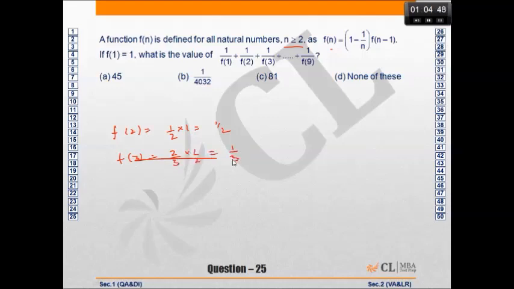by 3. Very good. I think I am getting a pattern. f4 will be 1 minus 1 by 4, which is 3 by 4 into 1 by 3, so 1 by 4. So this will be 1 by 2, 1 by 3, 1 by 4 up to 1 by 9. So 1 upon f will be 1, 2, 3 up to 9. These are the sum of the first 9 natural numbers, which is 9 into 10 by 2, which is 45. Okay, round 1 question.